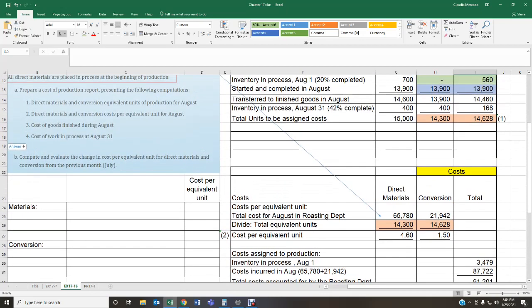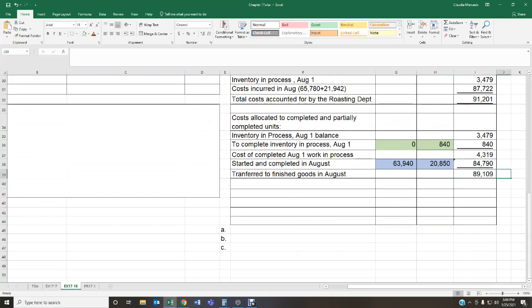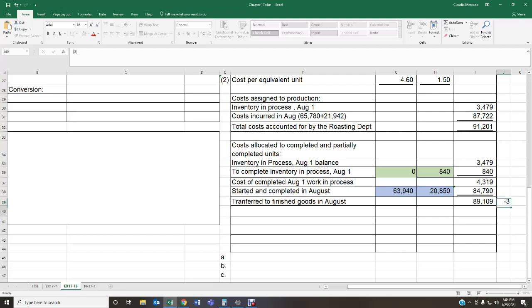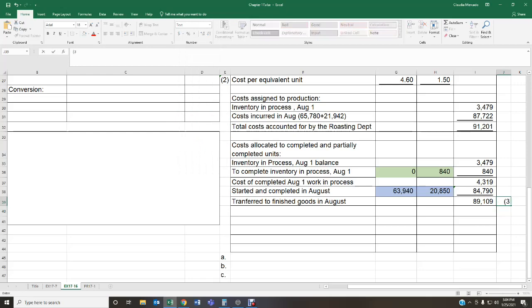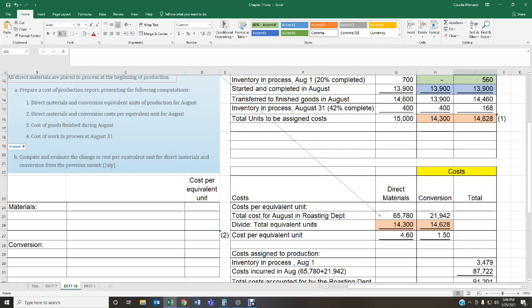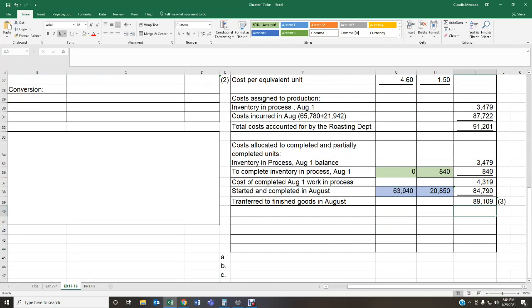So that is requirement number 3. Cost of goods finished during August. During August, this is what we finished. This is requirement 3. Okay, and that needs to be text. Okay, so this is requirement number 3. They're asking us to calculate what was going to be transferred to finished goods in August. Okay, cost of goods finished during August, and that is what it is, 89,109. That is what was finished during the month of August and transferred to finished goods.